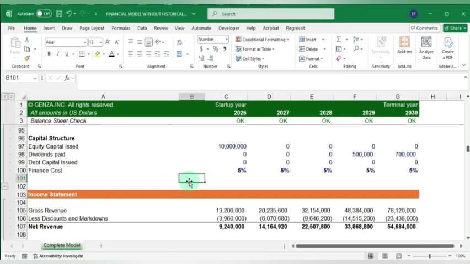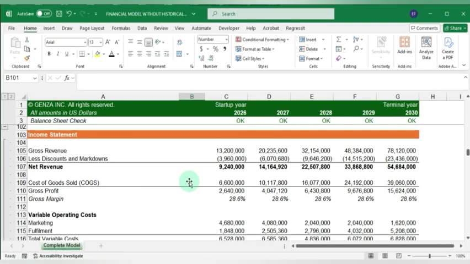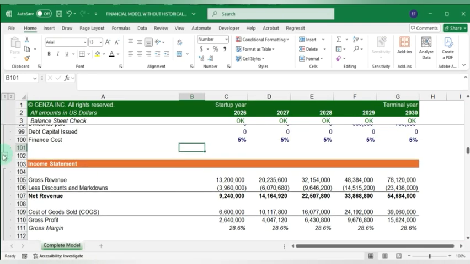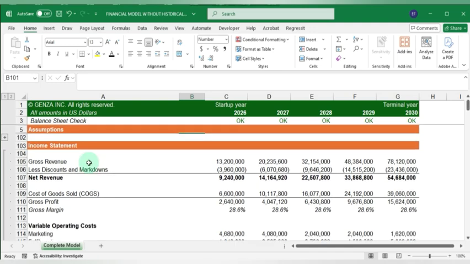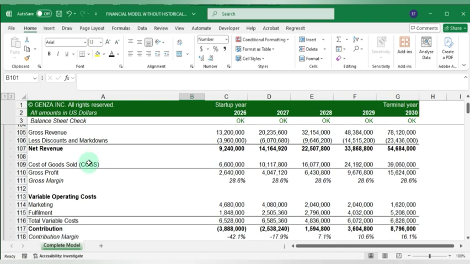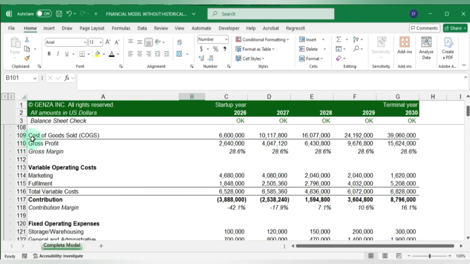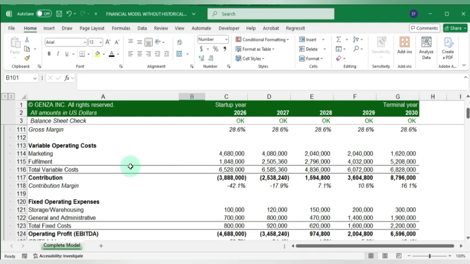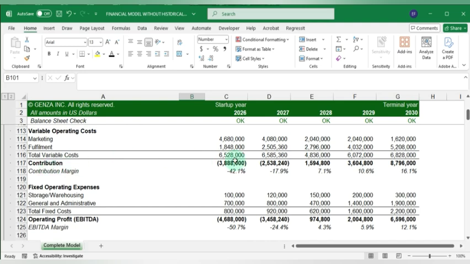Now after the assumptions were made, we went ahead to build our income statement. We built in a cost from gross earnings. We deducted our discounts and markdowns on our product sales. We calculated our cost of sales or cost of goods sold, calculated our gross margin, came to variable cost, subtracted that to get our contribution. Now, when you look at the contribution, you could see that we have negative contribution initially, and then this improved into positive contribution over the period.